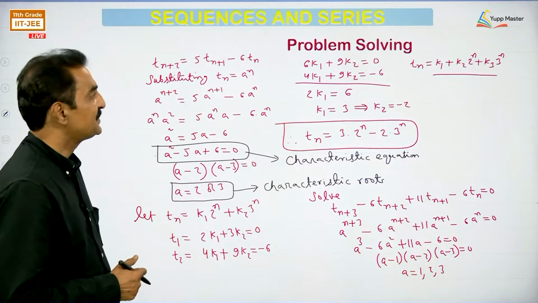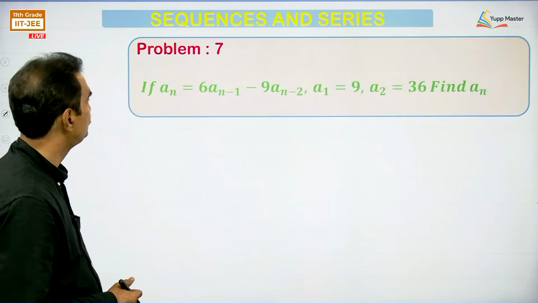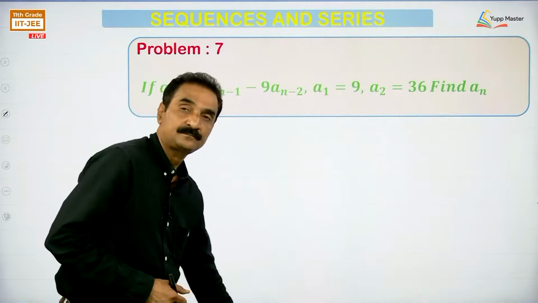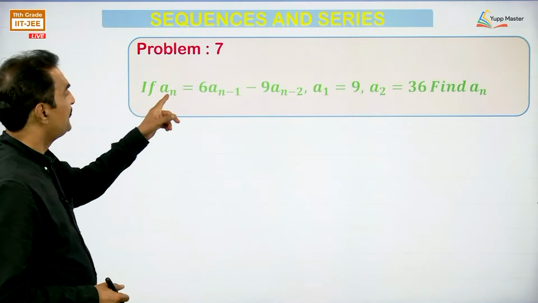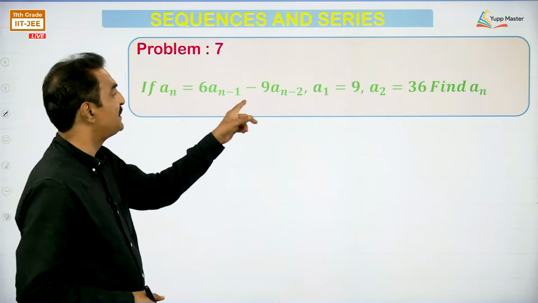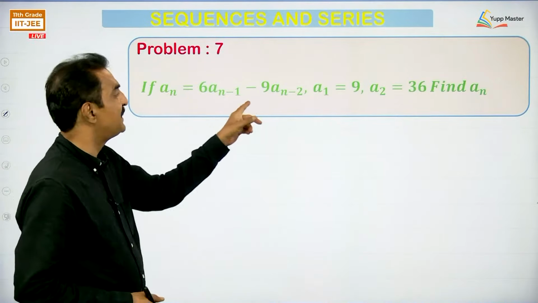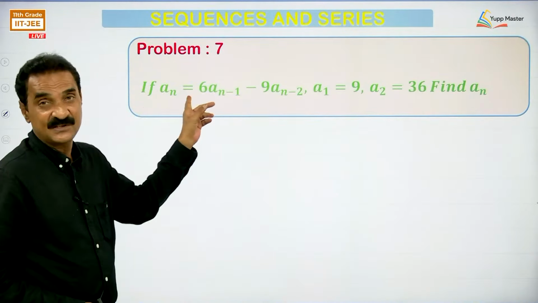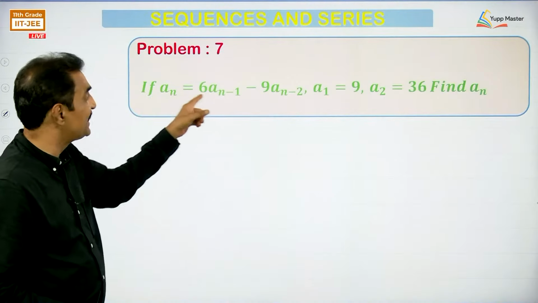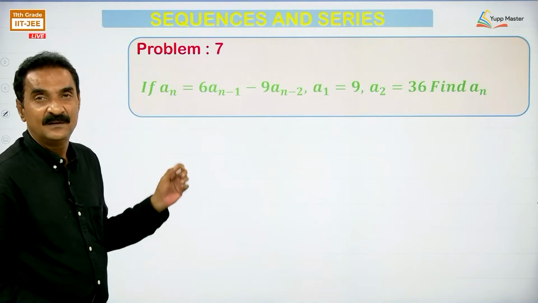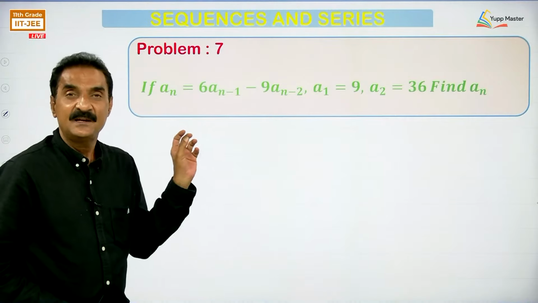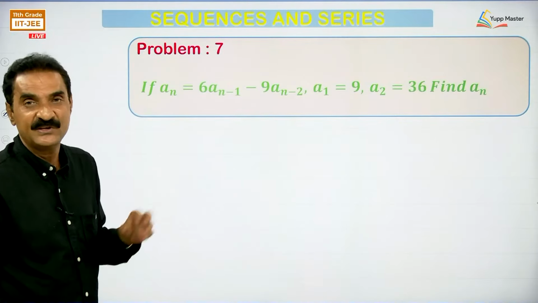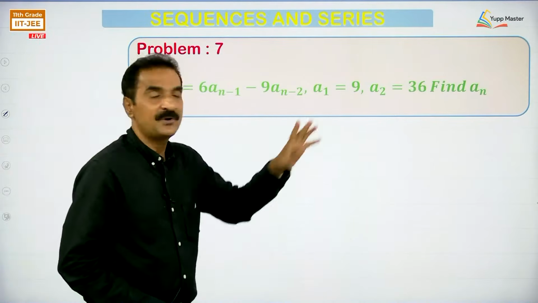Now let us proceed to the next question. If an is equal to 6an minus 1 minus 9an minus 2, a1 is given, a2 is given. Relation between 3 consecutive terms is given, and it is a linear relation. Linear relation between an minus 1 and an minus 2 is given, and 2 consecutive terms are given. We have to find an.